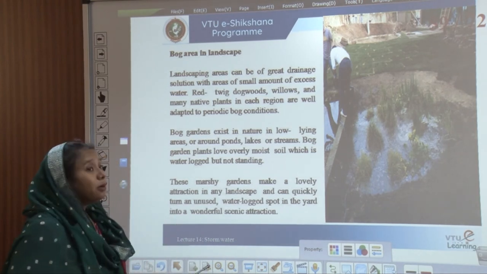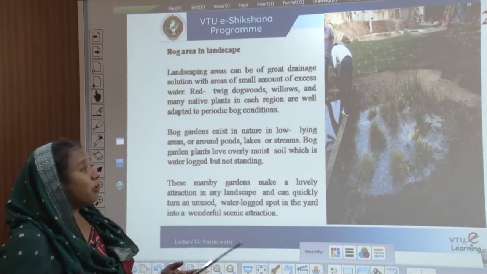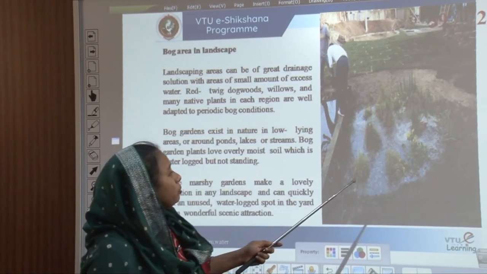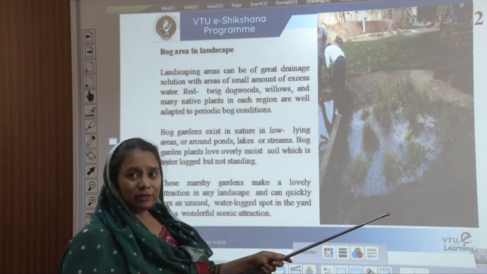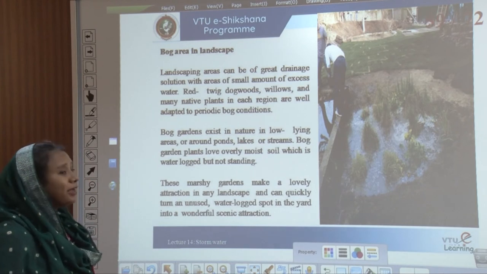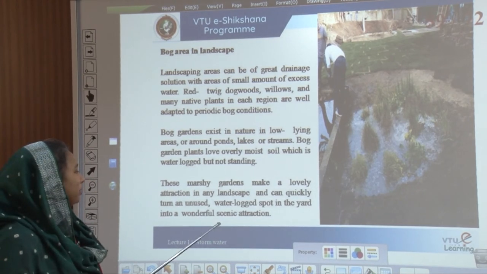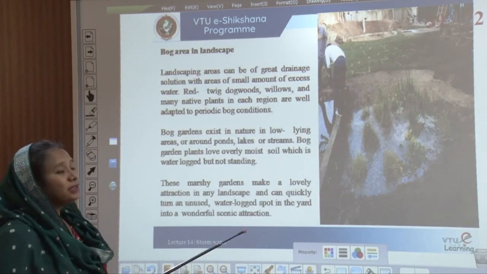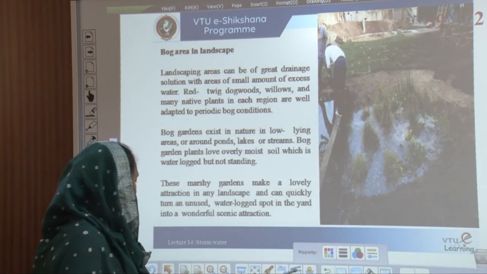or streams. Bog garden plants love moist soil which is waterlogged but not standing. So you can have a bog garden around such areas, and this would also make a lovely attraction in any landscape and can quickly turn an unused waterlogged spot into a yard which is wonderful aesthetically.